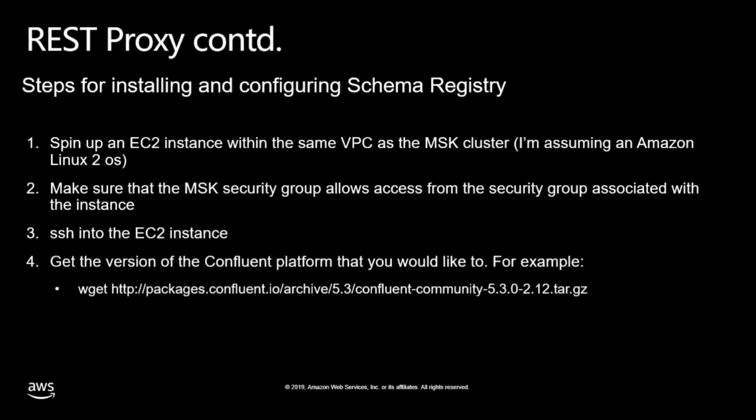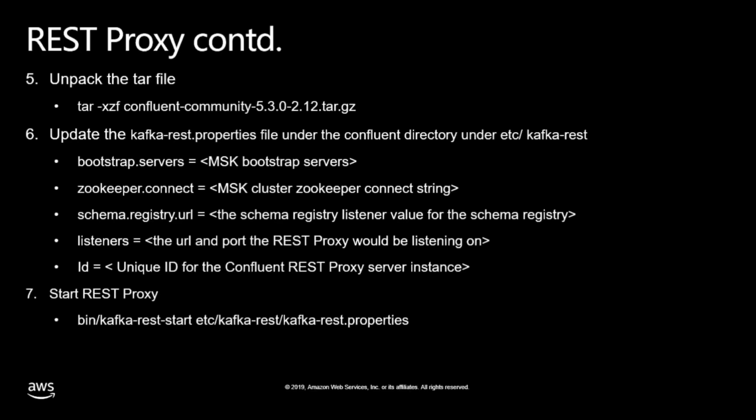So how do you install them? Just like the other tools, the REST proxy can be run in containers or EC2 instances in the same VPC as the MSK cluster, or with access to the VPC and the MSK security group as explained earlier. Since you need to SSH into the instance, make sure it is in a public subnet with the security group attached to it having SSH port 22 open. Then download the Confluent platform. Once you unpack the tar file, update the Kafka rest.properties file, which is the configuration file for REST proxy. In it, include the MSK connection parameters, including the bootstrap servers, the Zookeeper connect string, and the schema registry.url.